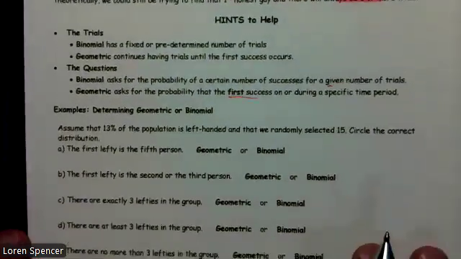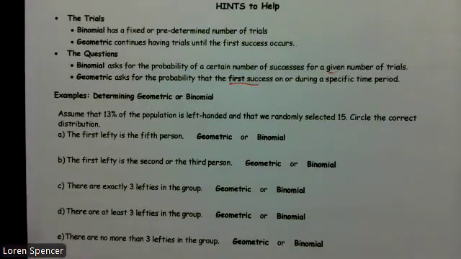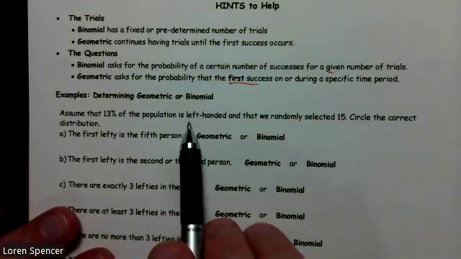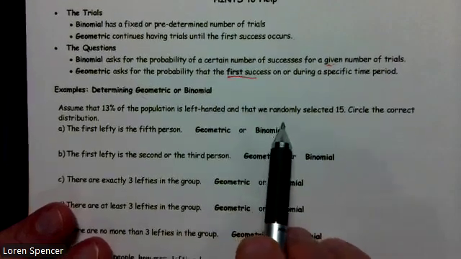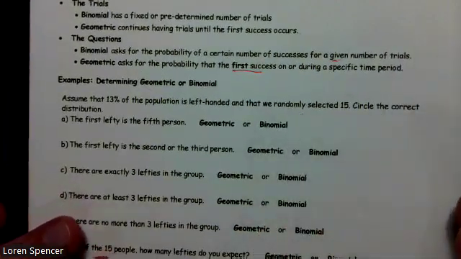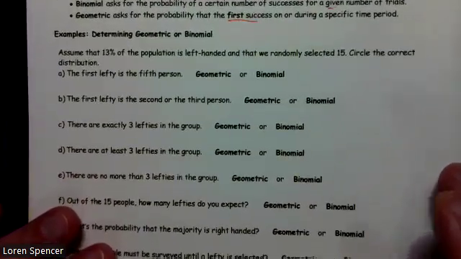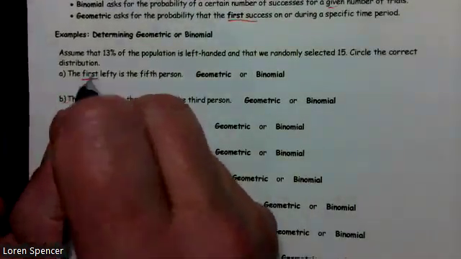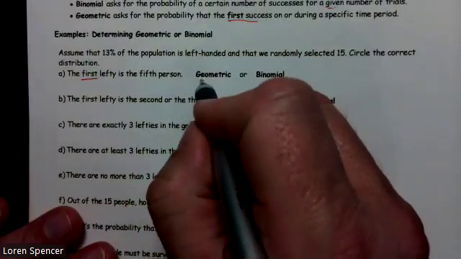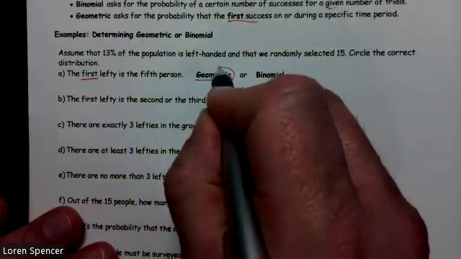So let's just try to recognize this. Assume that 13% of the population is left-handed and that we only selected 15. Circle the correct distribution. The first lefty is the fifth person. Oh, we're talking about the first, and we don't have a group size. This makes this a geometric.